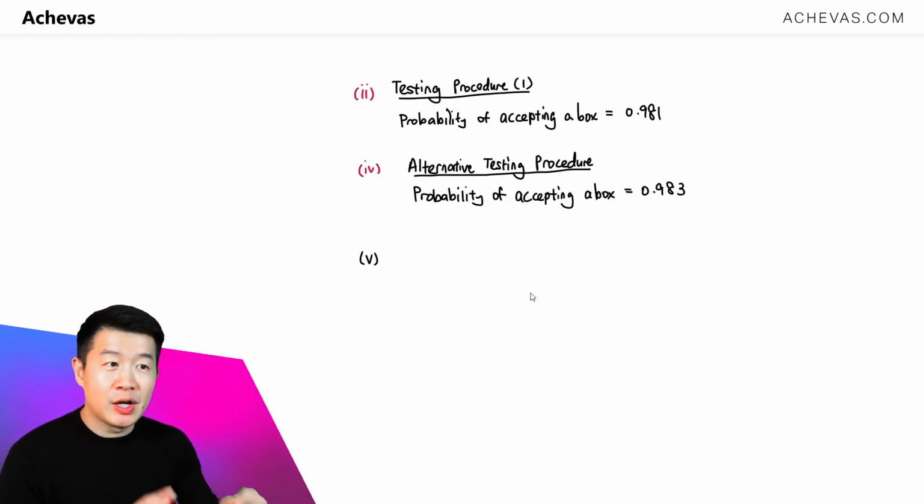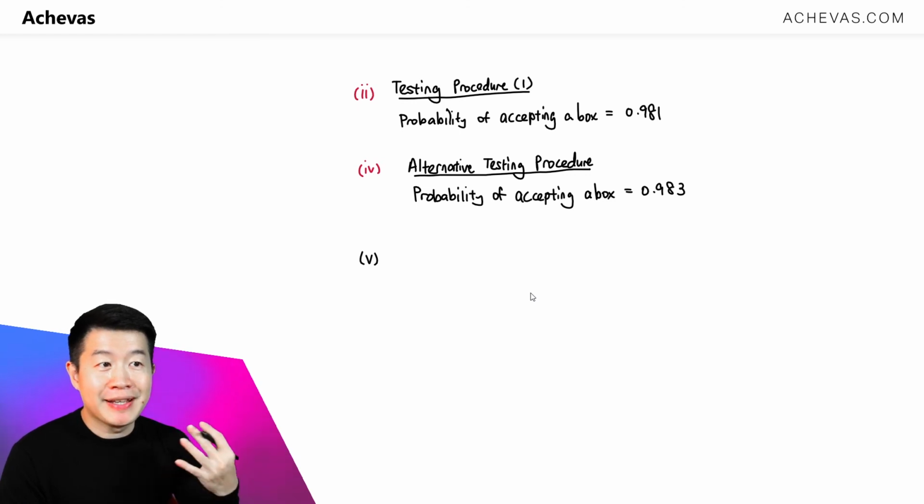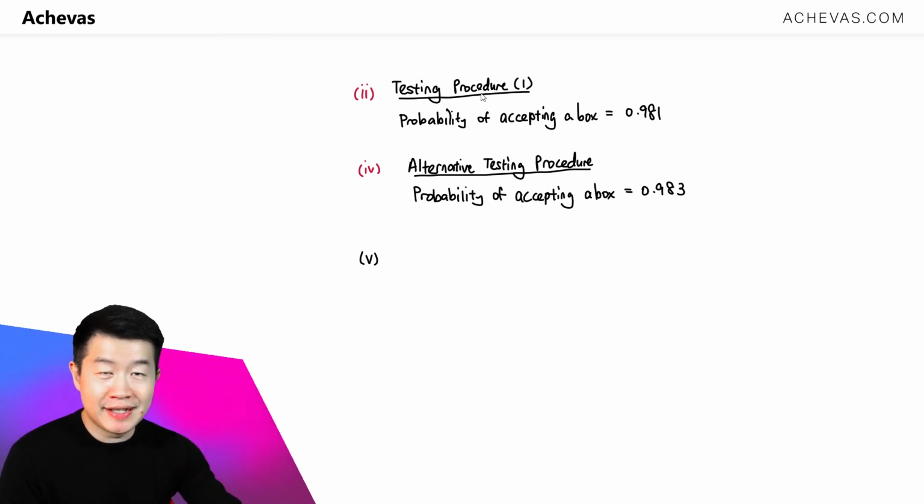In part 2, we calculated the probability of a box being accepted using the original testing procedure, and we found that it was 0.981. And now, in part 4, we made use of the alternative testing procedure, and we found that the probability of accepting a box has increased to 0.983.